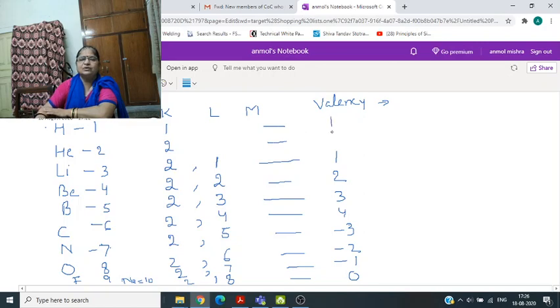Now the first shell's capacity is 2, so 2 minus 2 is equal to 0. So likewise you can find out the valencies of the elements. So for today you go through it. Now you can practice for up to atomic number 20.